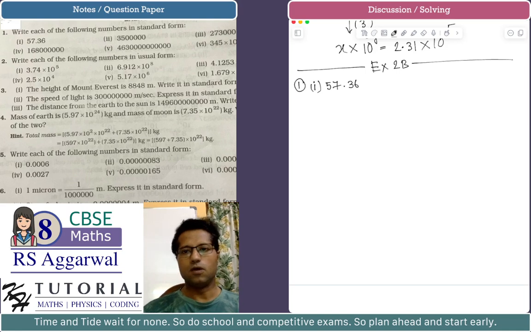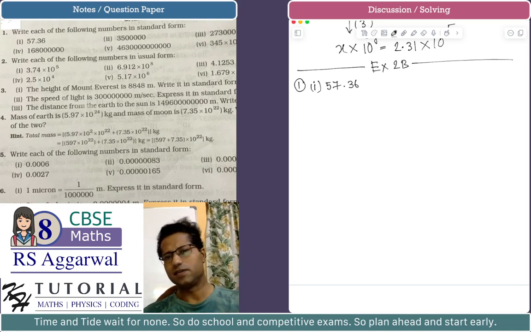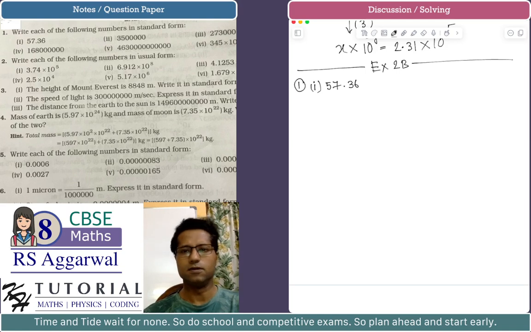57.36. Now from the given number you can easily understand whether it's a large number or a small number. Now 57.36, please do not say this is not a very small number. You can consider it as a large number. So I will apply the steps, the logic of converting a large number to standard form. Write each of the following numbers in standard form.